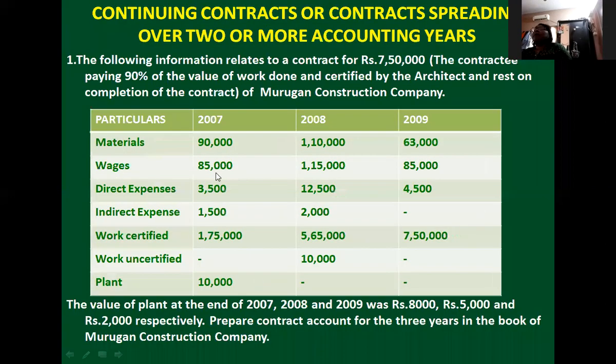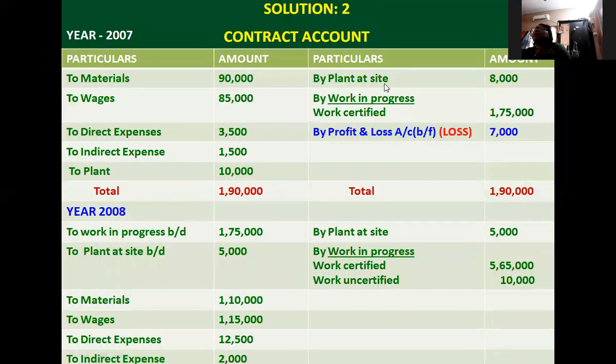Look back: debit all the expenses, and then credit the closing stock. Closing stock, plant at site for the year 2007, is 8,000. Work in progress, only work certified is given. So when I total, I get a loss for the year 2007. This loss will go straight to the P&L account.